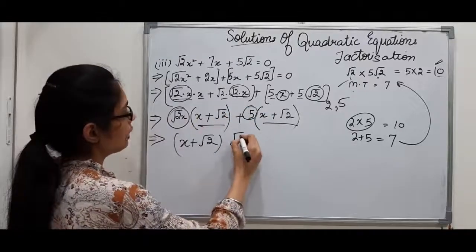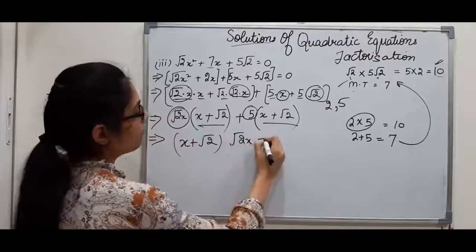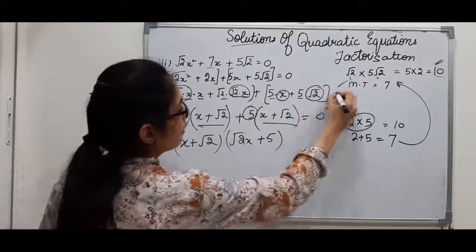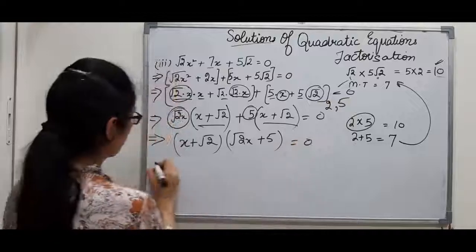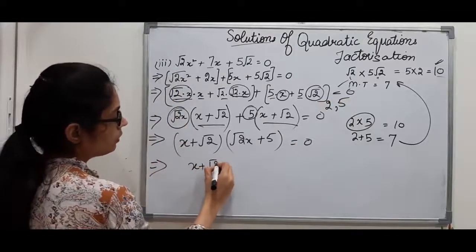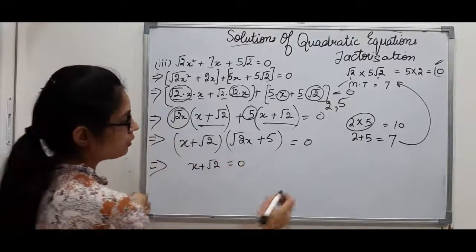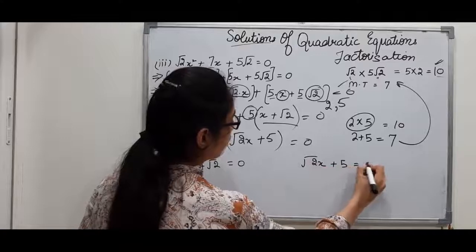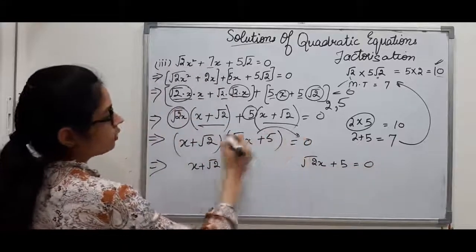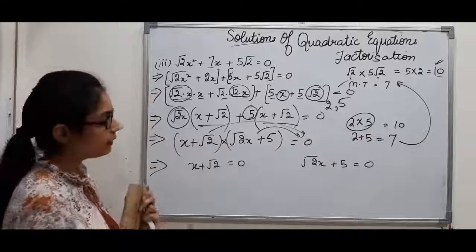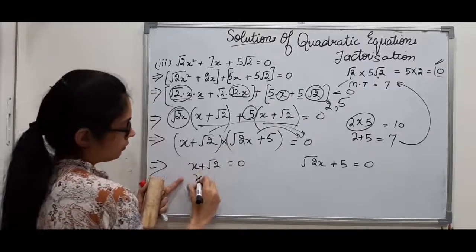So the remaining factors are root 2x plus 5, and the product is equal to 0. If I see now, x plus root 2 is equal to 0, and root 2x plus 5 is also equal to 0. This is equal to 0, and this is also equal to 0, since both the terms are getting multiplied. Now let's solve it.